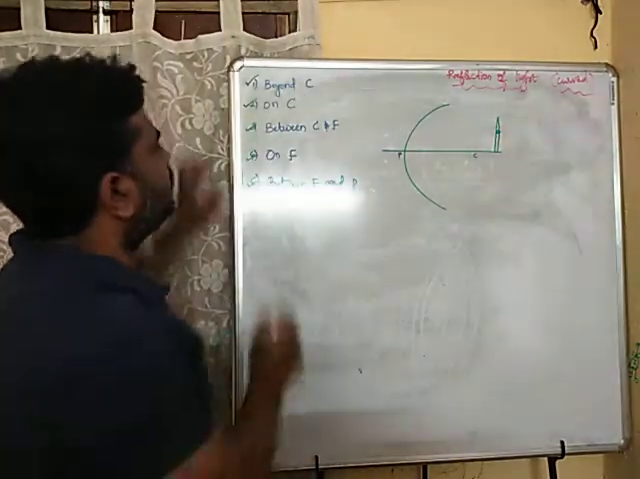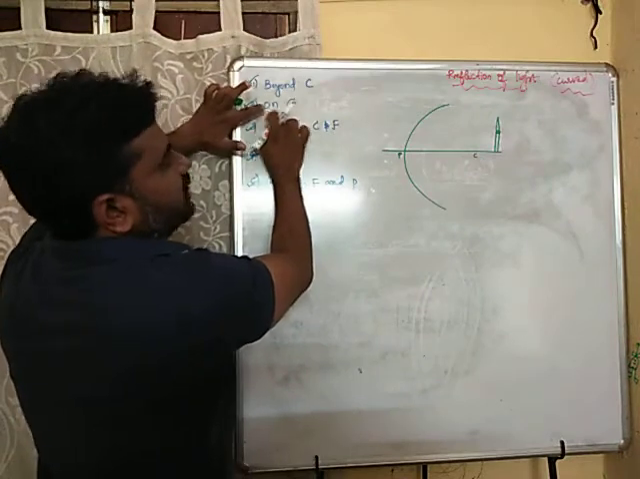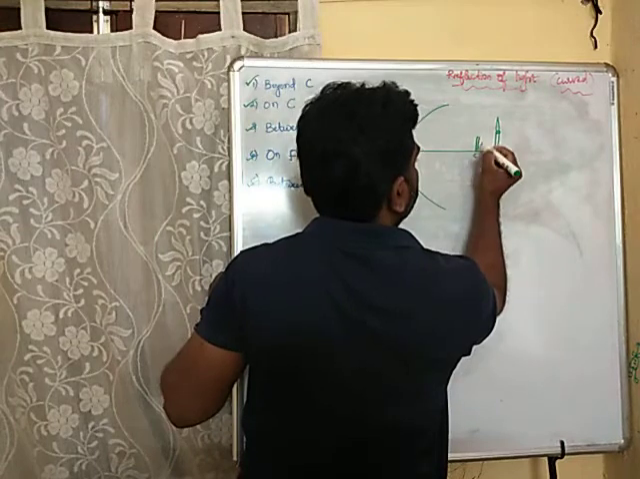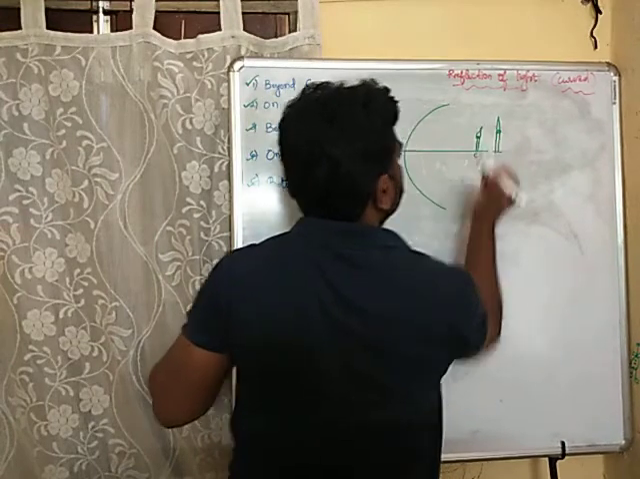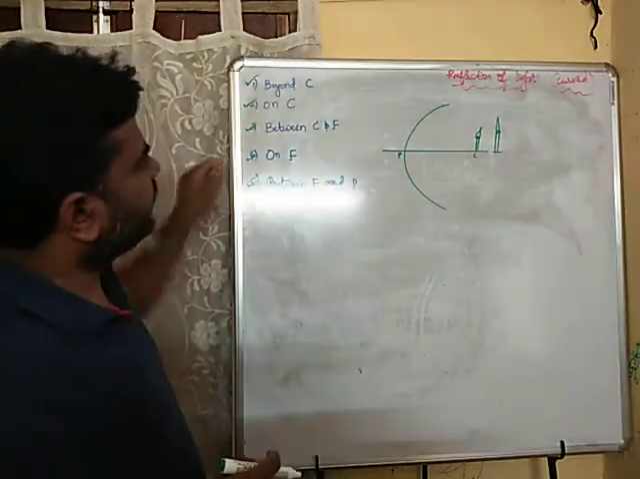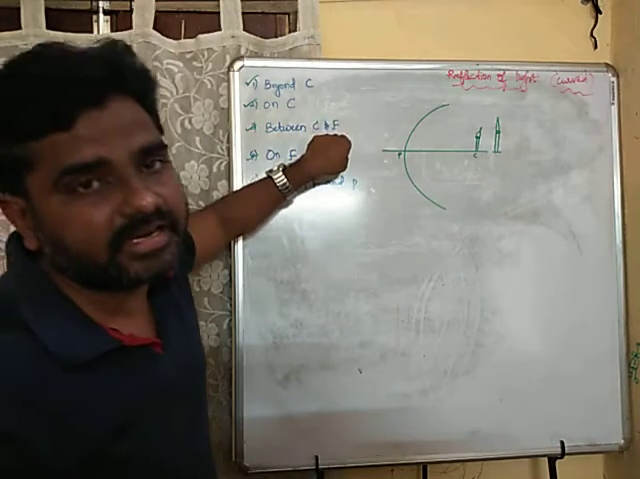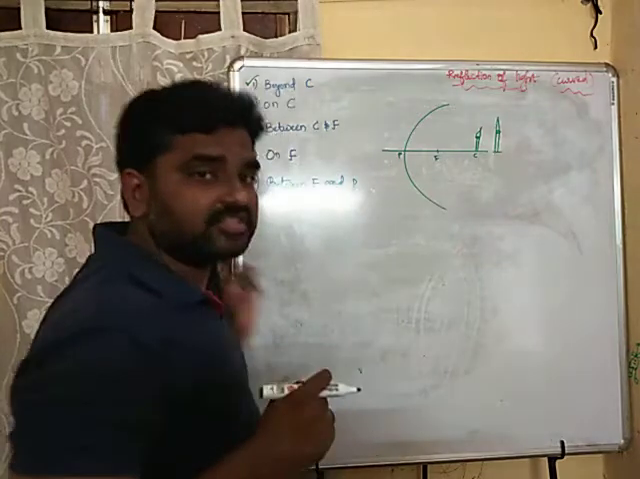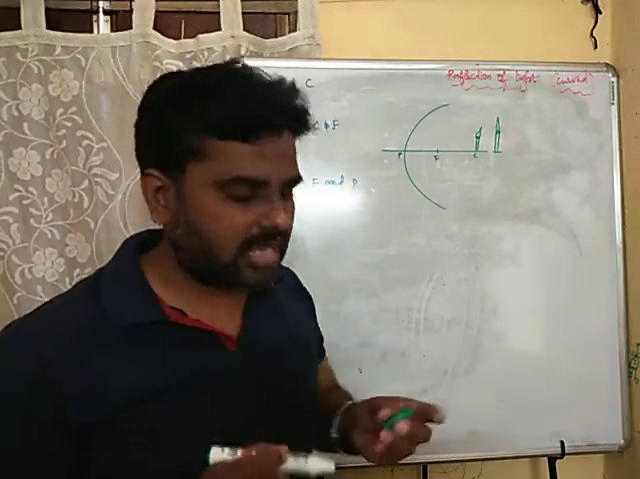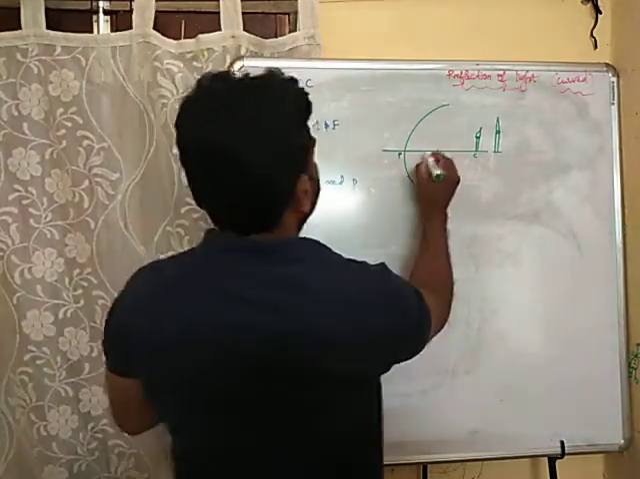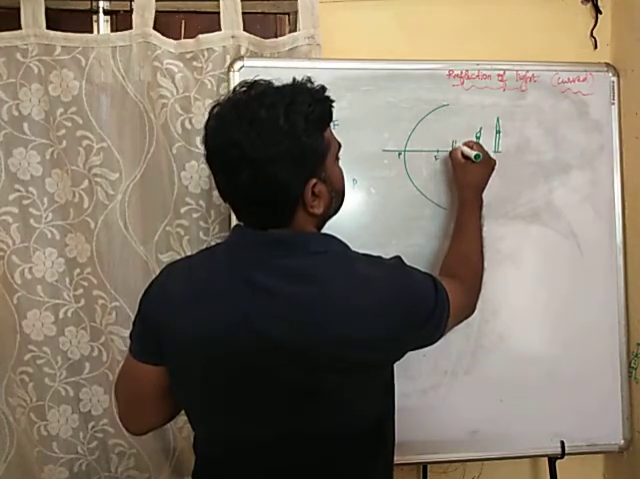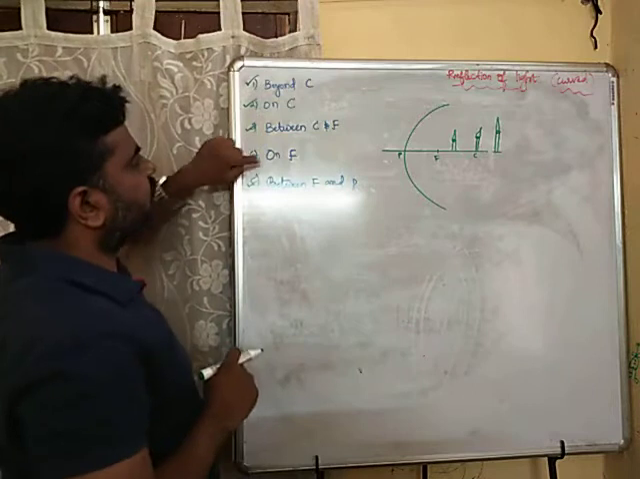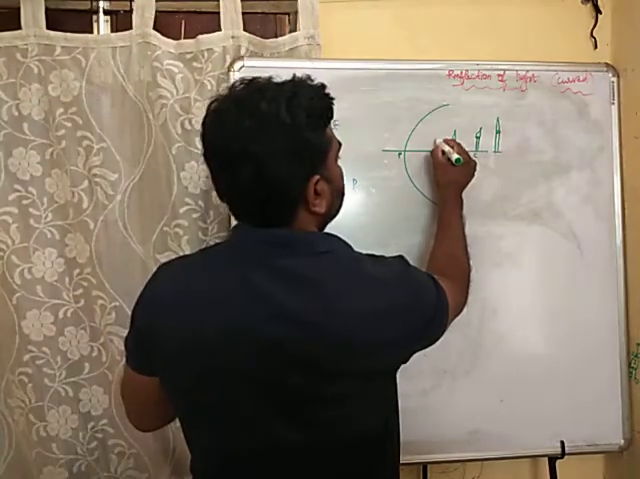The next position is on C. On C means the object, such as a candle, is exactly here. The next one is between C and F. Assume that this is F. F stands for focal point or focus. So between C and F means the object comes here. And next is on F. On F means here.